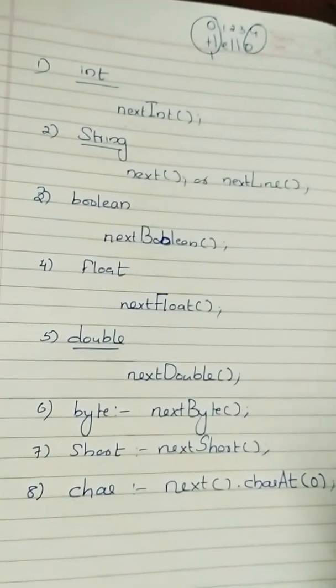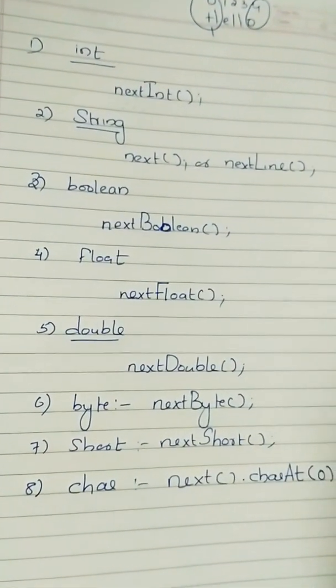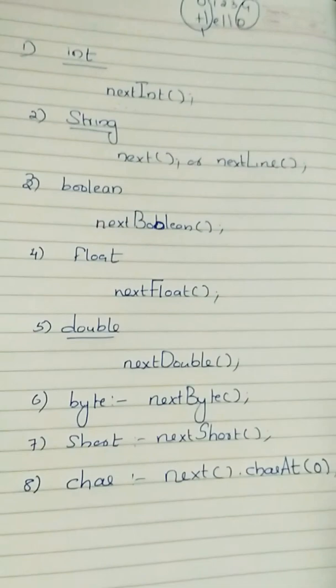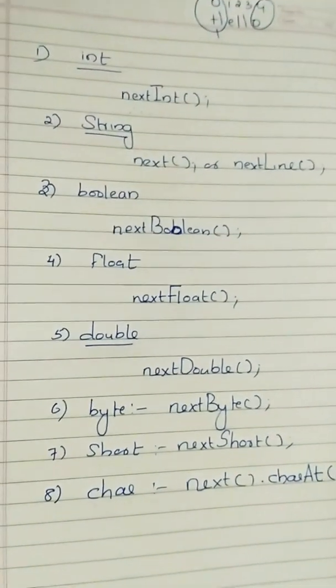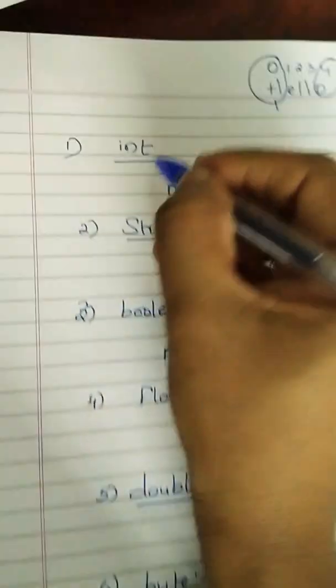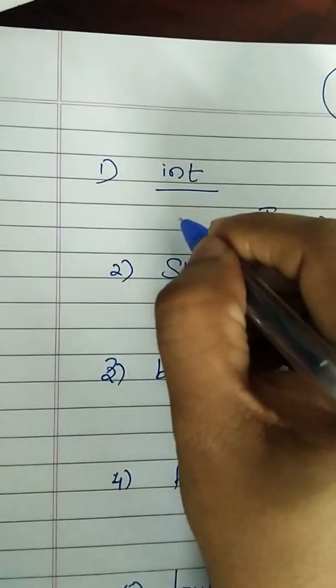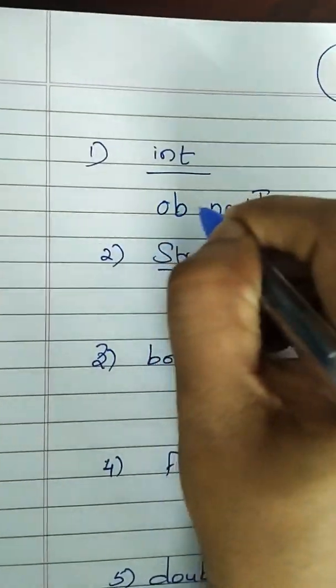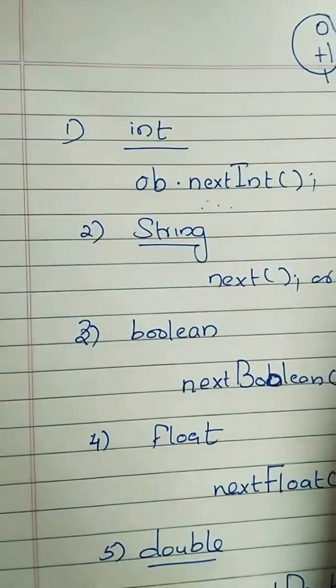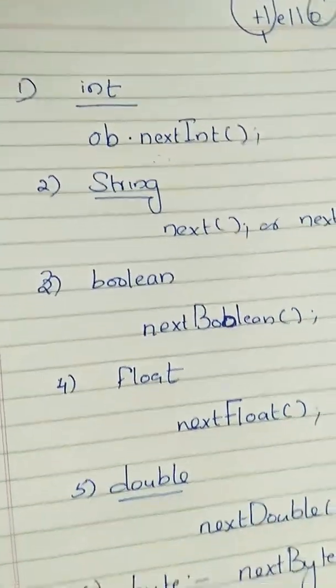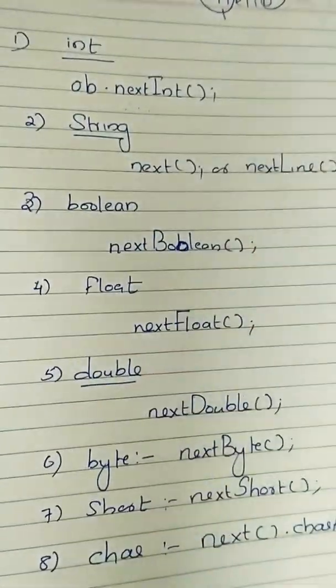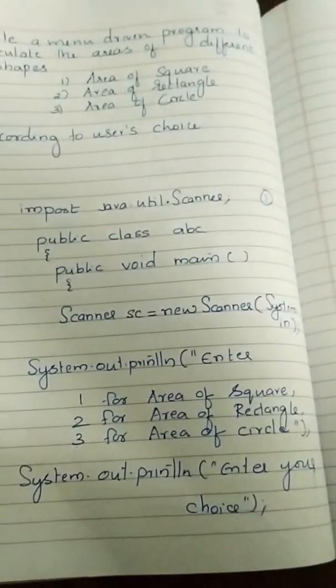So I already told you, you cannot directly access the method. For that, what do we have to do? We have to create an object of the Scanner class. And how will you access a method? First you will write the object and then you will put a dot. So you will follow the same in all the methods. So we can go back to our program. So here is our program.